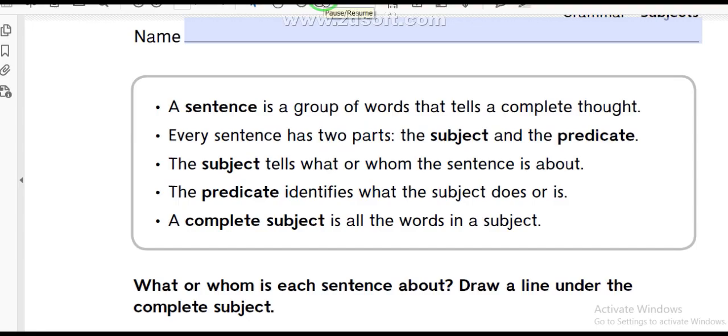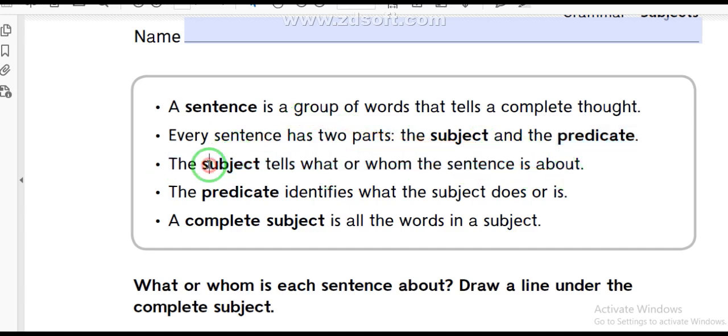Before I tell you which page we're going to solve in the book, let me just read this small box of information here. A sentence is a group of words that tells a complete thought. So as I told you, a sentence is a group of words that tells us a complete thought. We know that, right? Every sentence has two parts, the subject and the predicate. I told you that every sentence has two parts, like you have two hands, the subject and the predicate. The subject tells what or whom the sentence is about.